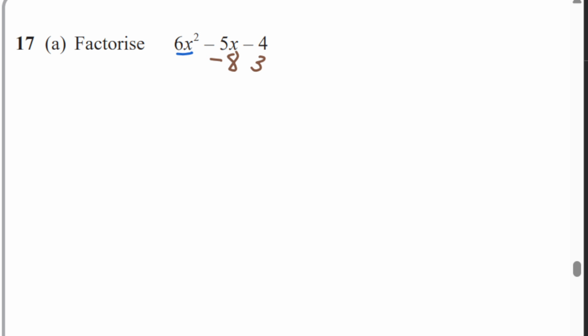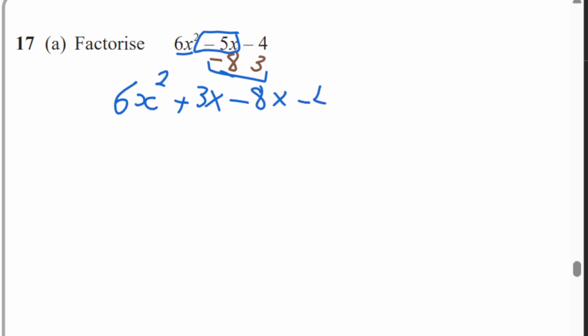So the 6x squared stays, and instead of the -5x, we use these numbers. So I write the -3x, sorry, +3x first, and then -8x, and then -4.